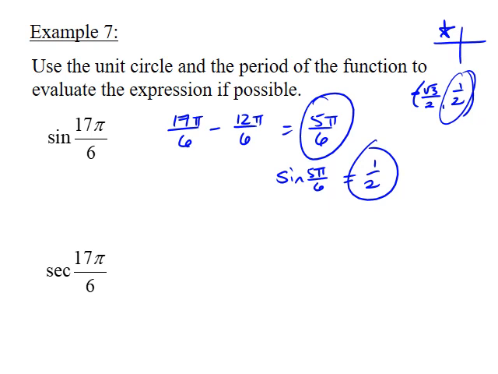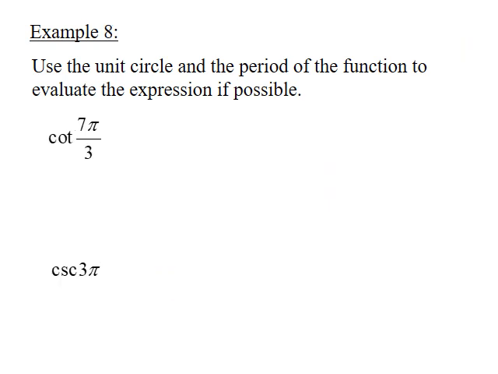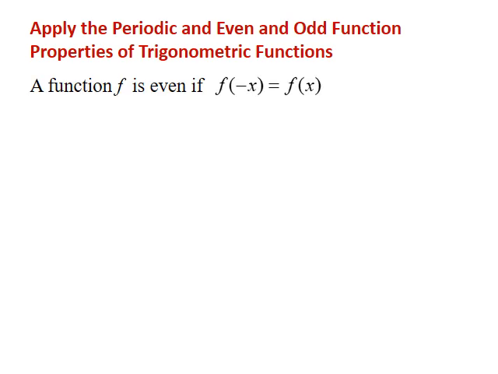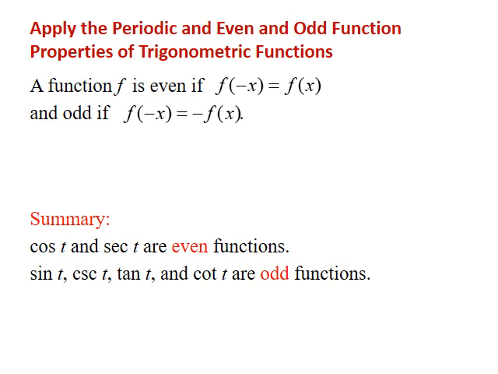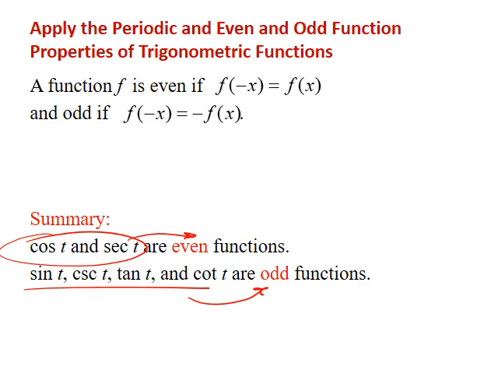If you want to try the other ones, that would be perfectly fine. I'll give you the answers. This one ends up being -2 root 3 over 3. Here we end up with root 3 over 3, and this one is undefined. If you have questions on any of those, just let me know. Even and odd functions, we'll talk about this more in the future, but cosecant and secant are even functions. The others are odd. Again, I'm not too worried about that in this section.